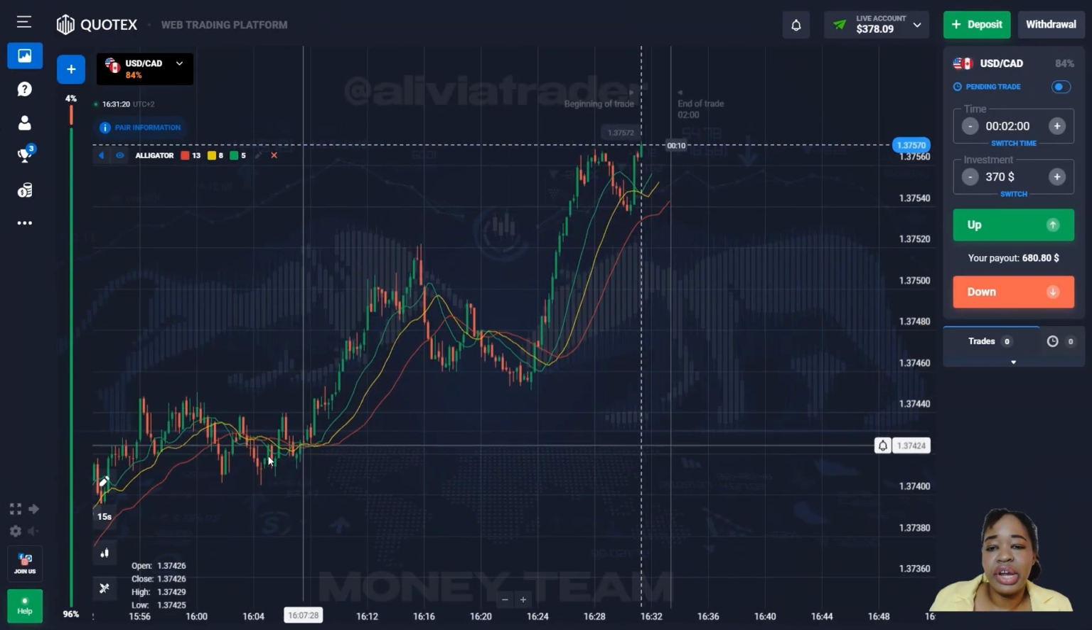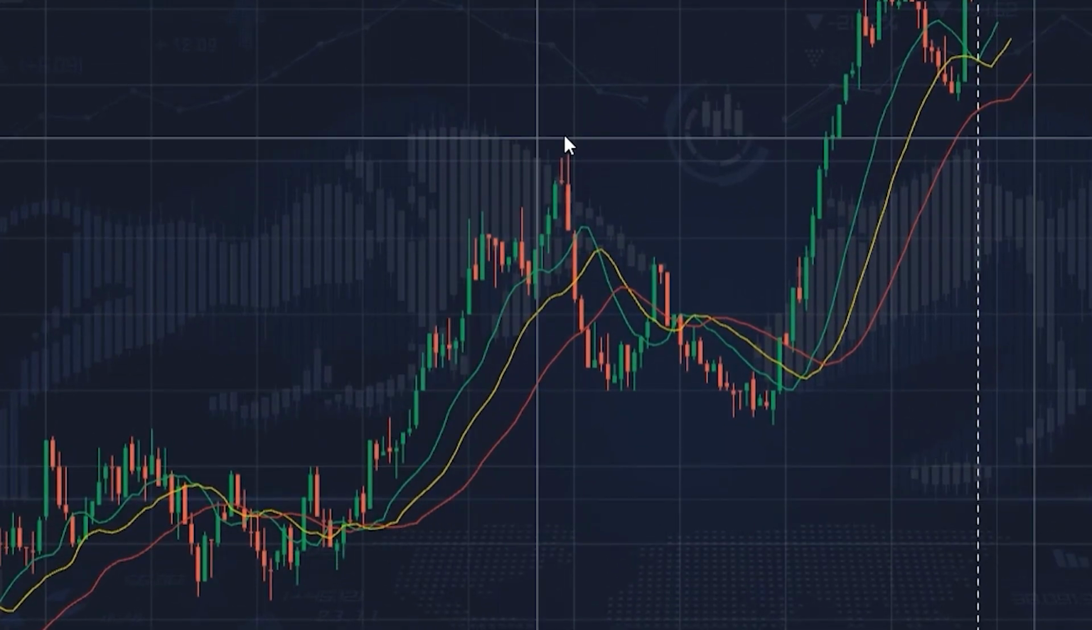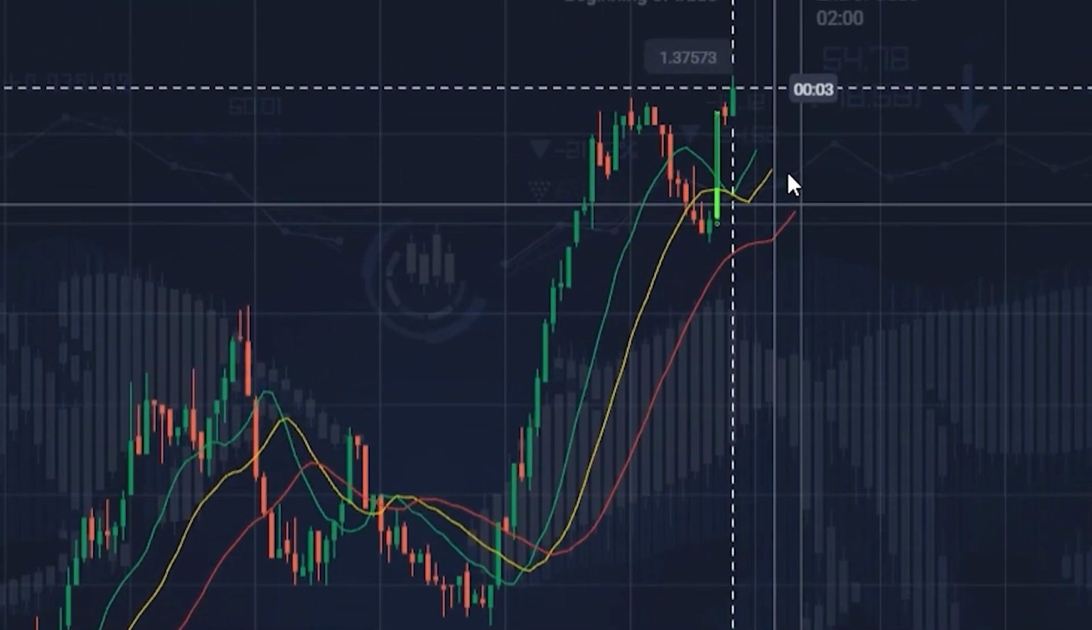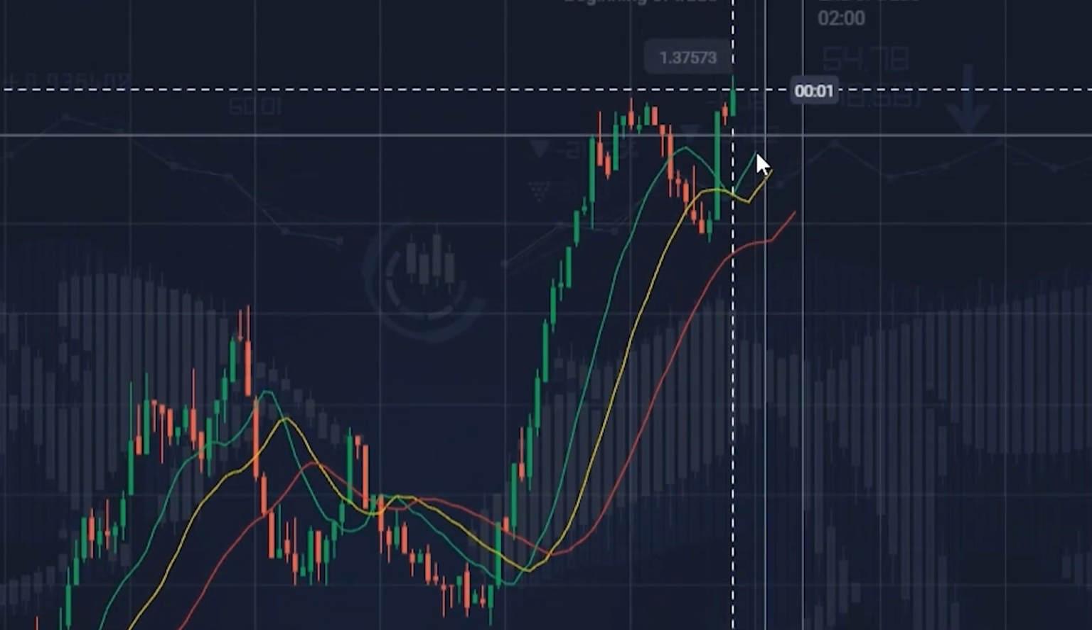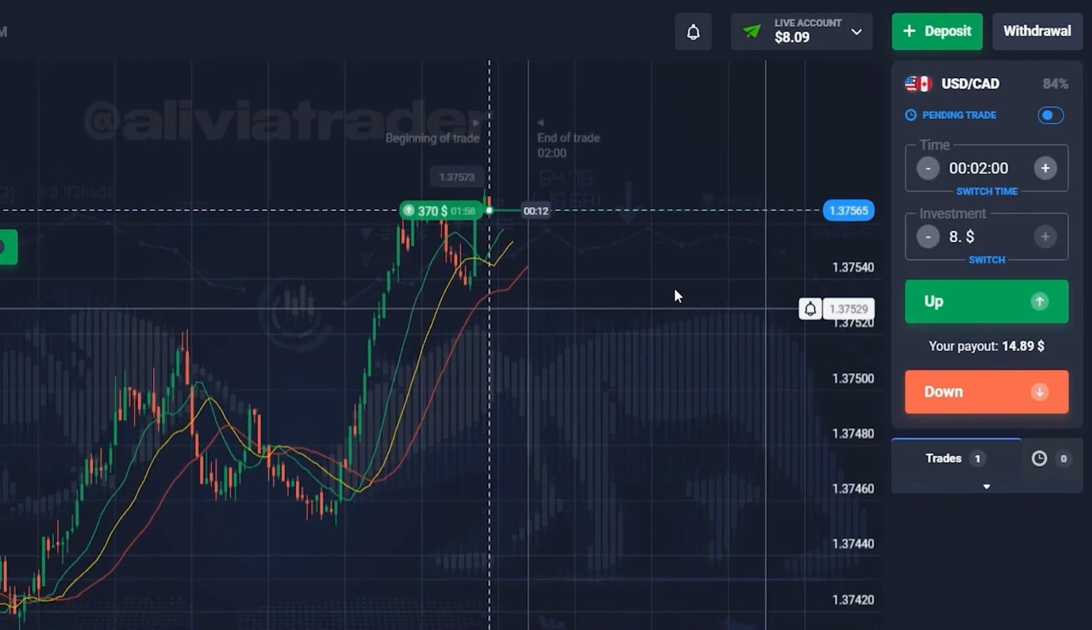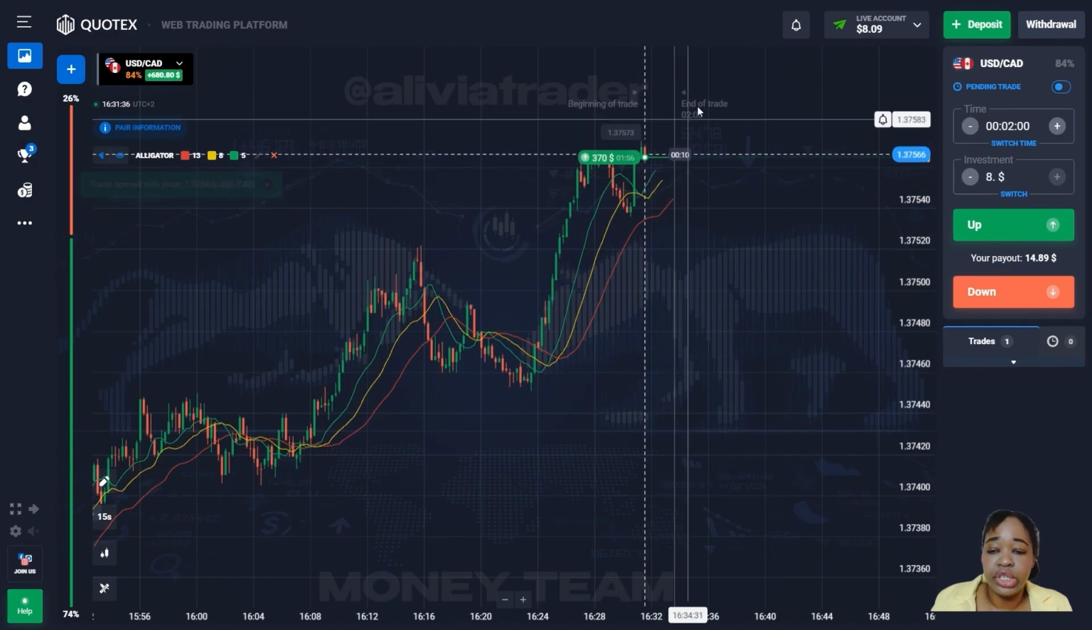So here you can see the price makes a small pullback down and the impulsive green candlestick appears on the chart, while the green indicator line also goes up. In such a situation, I'm going to open a deal for 2 minutes on the upside because the indicator says that the price has a good upside potential here.